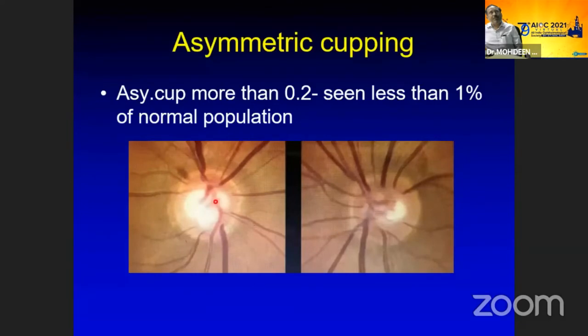Asymmetrical cupping of more than 0.2 is seen in less than 1% of the population. So anybody having asymmetry of more than 0.2 is significantly suspicious for glaucoma. But before you say asymmetry, you must know whether the disc size is symmetrical or not. If the disc size is symmetrical, then the cup asymmetry is more meaningful.